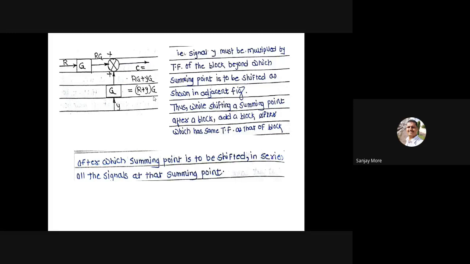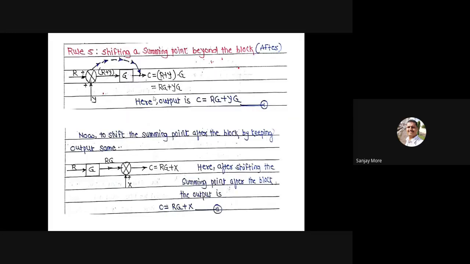Thus, while shifting a summing point after a block, add a block which has the same transfer function as that of the block after which the summing point is to be shifted, in series with all the signals at that summing point. Get it? So here write down rule number 5, shifting a summing point beyond the block or after the block. Write down.